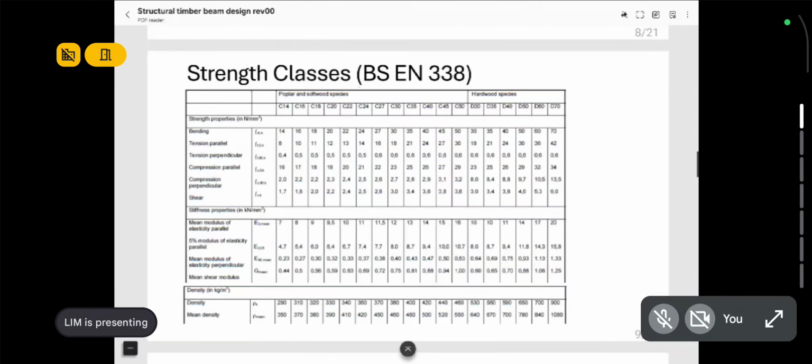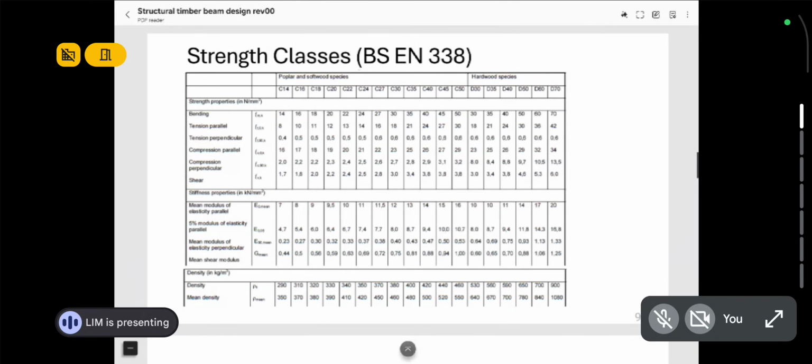So this is what's important for our course. These are basically the wood that we use for engineering design purposes. Your softwood, your C classes, goes all the way from C14 to C50 for softwood, and it goes from D30 to D70 for your hardwood. So these are what you use for engineering design, soft and hardwood. Just like concrete, you have different properties for all the different grades.